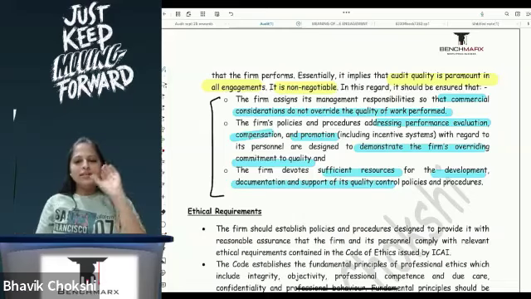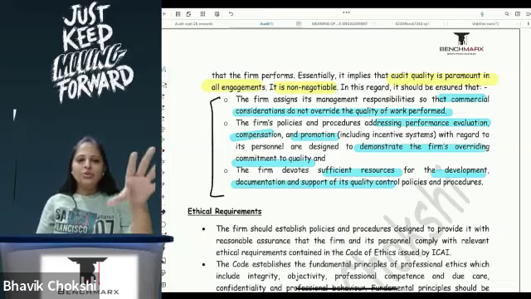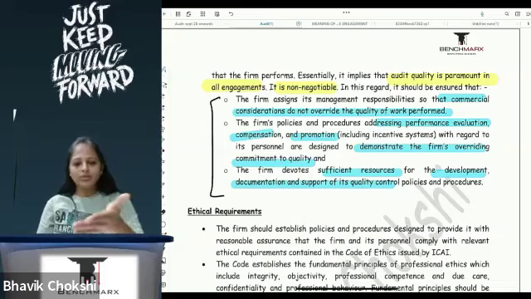So Mr. CAX, whatever the name is, has decided to go ahead with the assignment. Now you are supposed to advise, based on the standards on auditing, whether this is something that can be accepted or cannot be accepted.